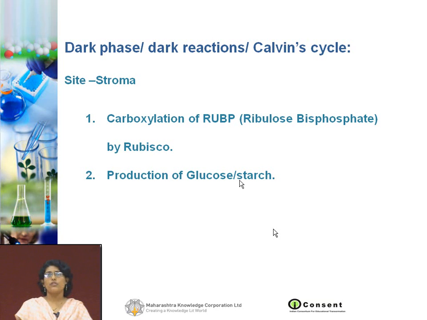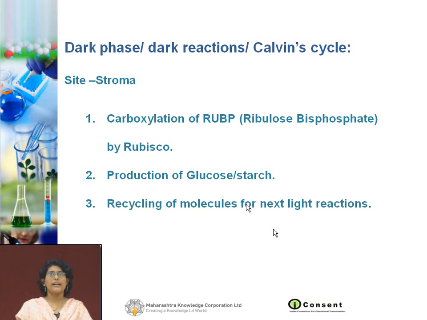So therefore the starch is the storage form of the carbohydrates for the plants. During the carboxylation of RuBP, the glucose is produced. And during all these reactions, the recycling of molecules for the next light reactions takes place. Which molecules are recycled? These are ADP and NADP. ADP means adenosine diphosphate and NADP is nicotinamide adenine dinucleotide phosphate.